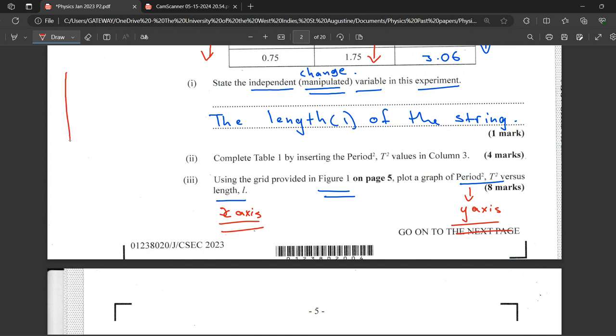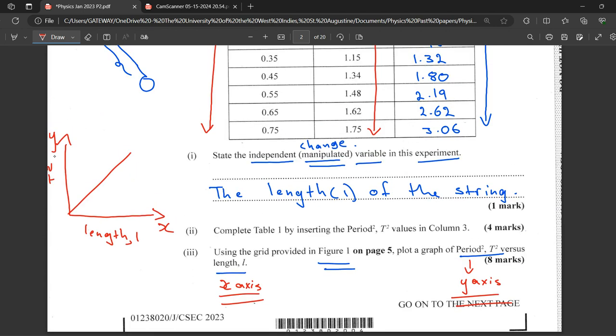So your graph will look something like this. This could be length, right? And this could be t squared or period squared. I'm not going to put the whole word there. That is t squared. Because your vertical axis is your y-axis, your horizontal axis is your x-axis. And when you plot your graph, typical experiment, I guess you get a straight line to your origin. So if you don't get something like this, you do something wrong there. Right? For period squared versus length, you should get a straight line.